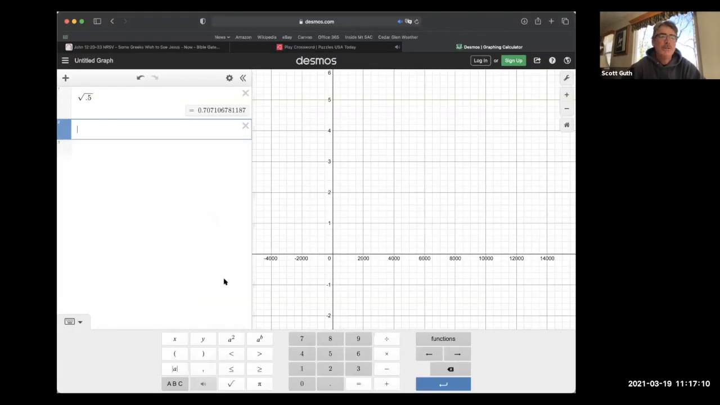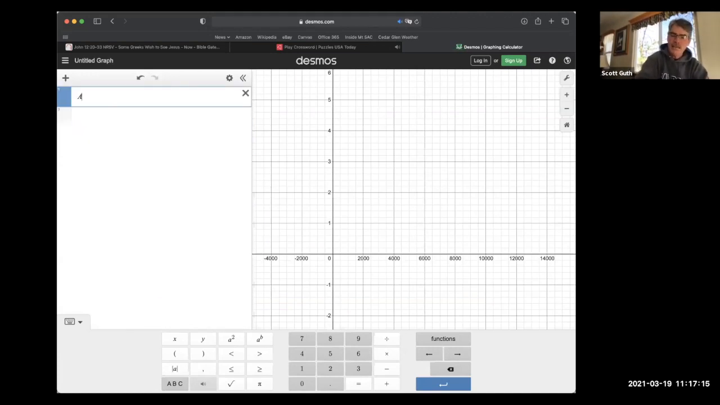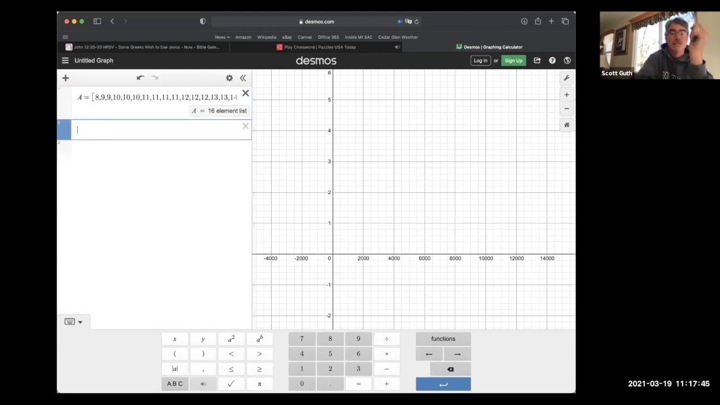You can put in the probabilities, but you can also just put in the values from the population. So A equals, and I just type all the values in. They are 8, 9, 9, 10, 10, 10, four 11s, then three 12s, two 13s, and a 14. I'm not using the frequency table or the probability distribution to get the mean, but it's the same population, so it'll have the same mean.